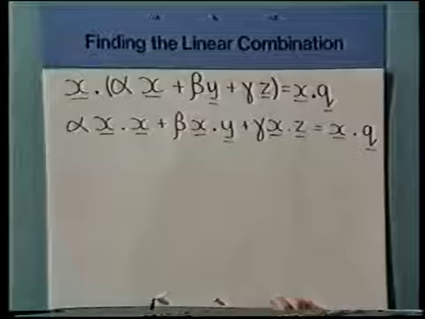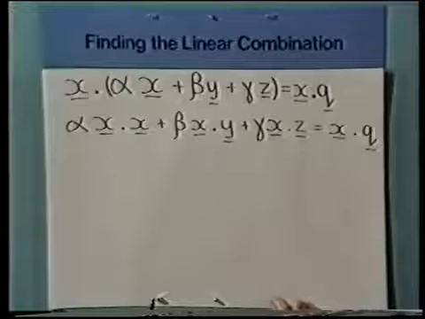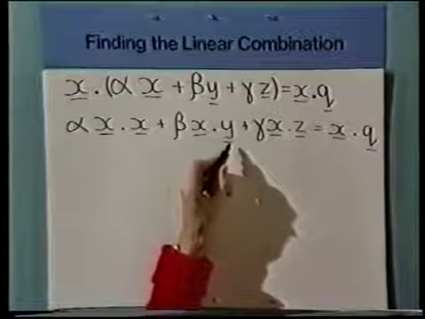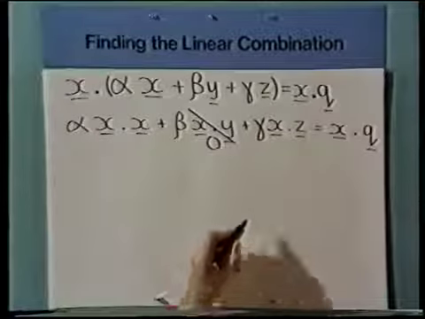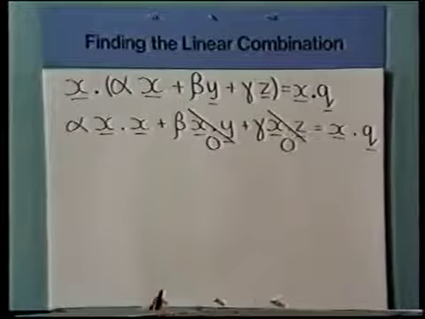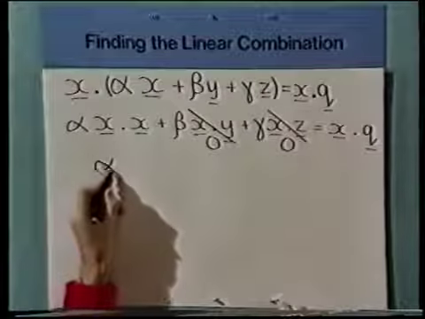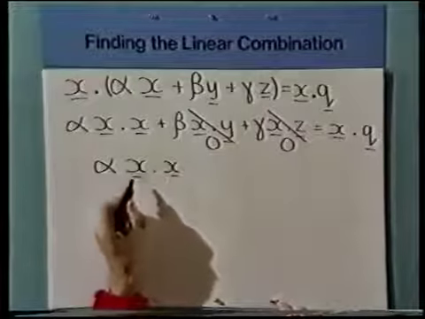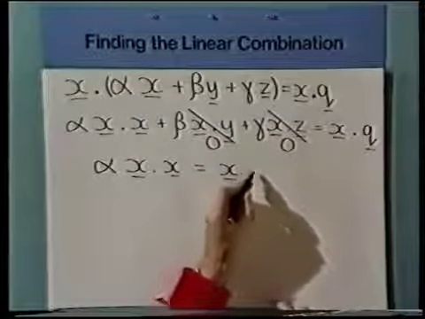Well, this all looks rather complicated, but it simplifies a lot as soon as you remember that the vectors x, y and z are all orthogonal. Because x and y are orthogonal, their dot product is 0. That term just disappears. And x and z are orthogonal, so that term disappears as well. And what are we left with? We're left with, on the left-hand side, alpha x dot x equals, on the right-hand side, x dot q.